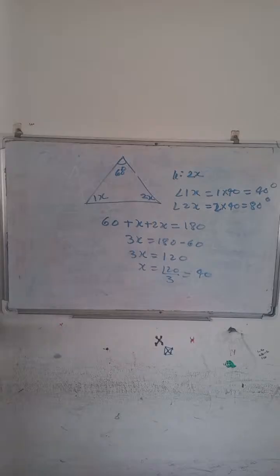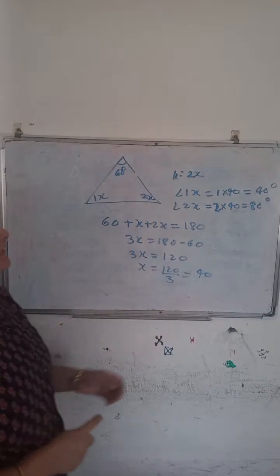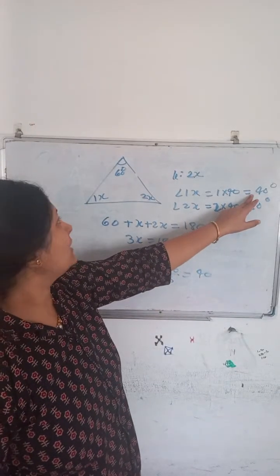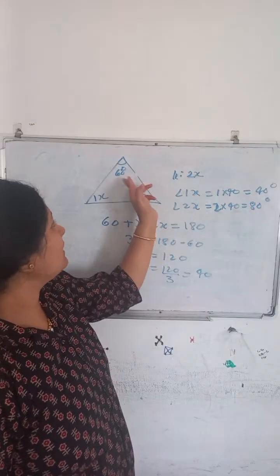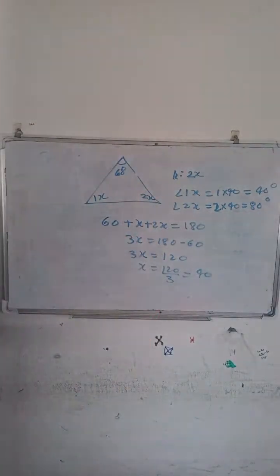Are you getting this? Okay. And check here, 80 plus 40 is 120 and 120 plus 60 is nothing but 180. Okay, here the angle sum also we are getting as 180 degrees in the end.